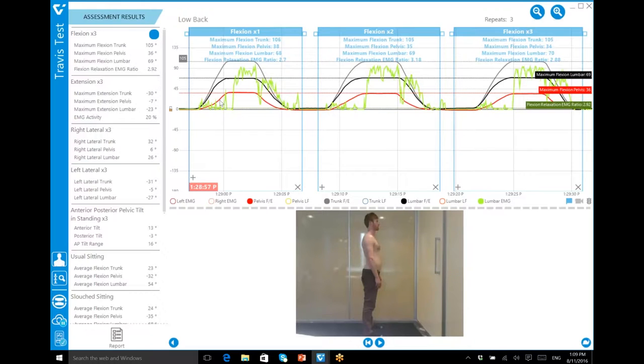Absolutely. So with these numbers, obviously you've got the numbers represented on the left-hand side of your screen, and you've also got the traces here in the visual representation. The numbers inside each of those analysis windows are specific to that particular repetition, whereas the numbers over on the left-hand side of the screen are your averages for all three reps, or however many reps you do. And it's the average that is represented on your report.